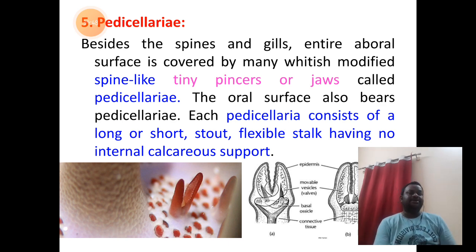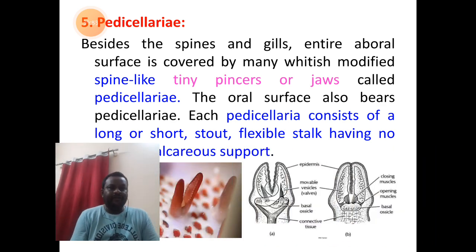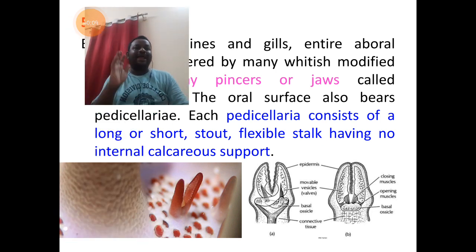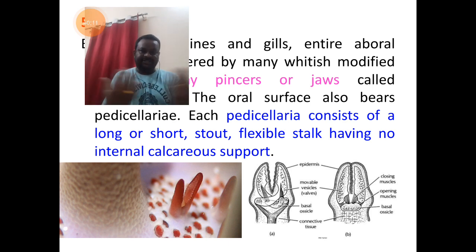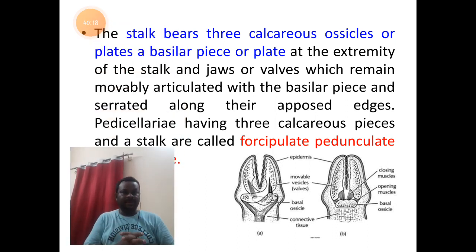Each Pedicellariae structure, when we look at it, consists of a short or a long flexible stalk, a stalk to support, having no calcareous support outside. So it has a stalk, that is all. And the stalk will continue above with the attachment of 3 calcareous plates.